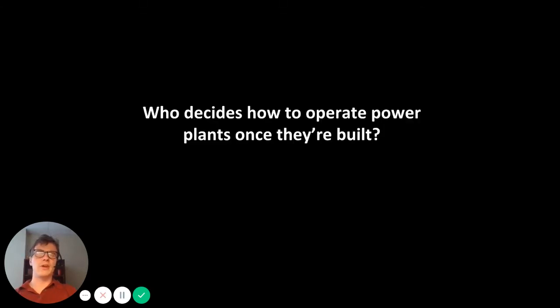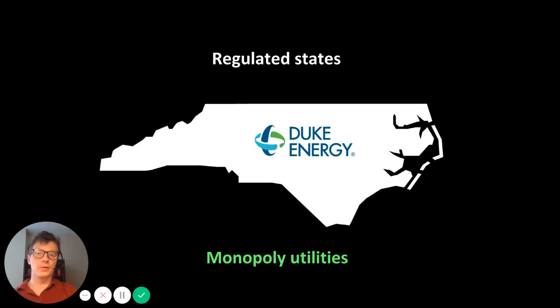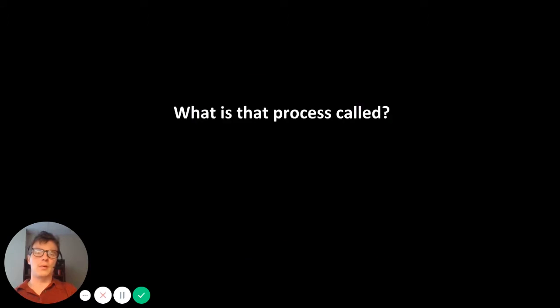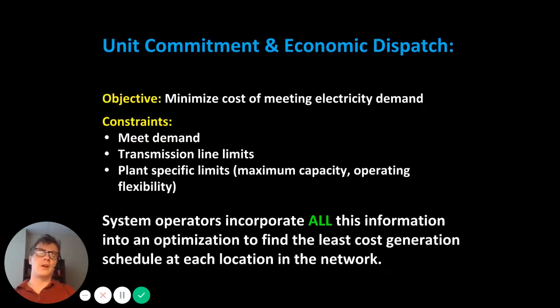So who decides how to operate power plants once they're built? Well, in regulated states, it would be monopoly utilities, and in deregulated states, it would be independent system operators. And what is that process called? Remember, it is the unit commitment and economic dispatch. So it's an optimization, and the objective of the optimization is to minimize the cost of meeting electricity demand.